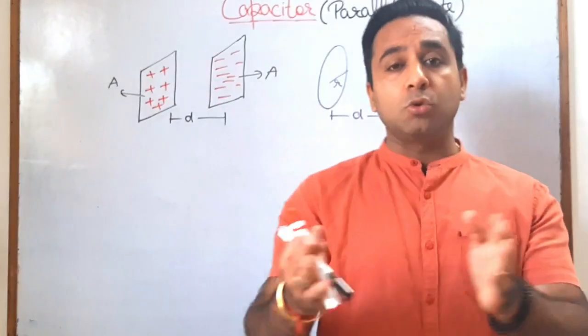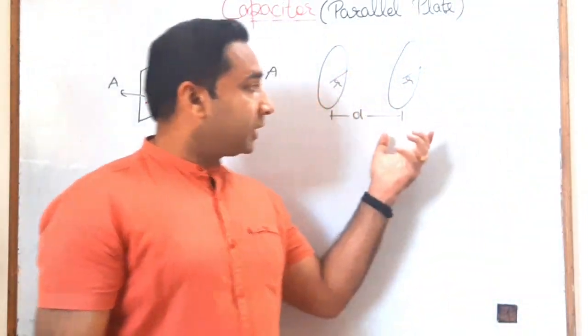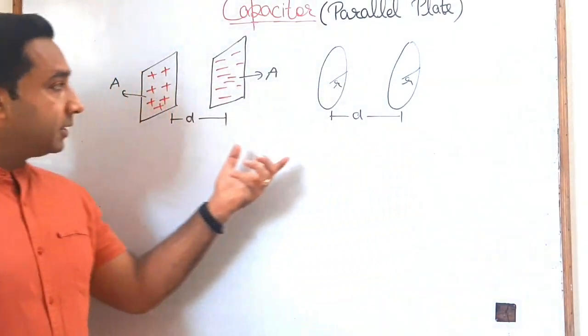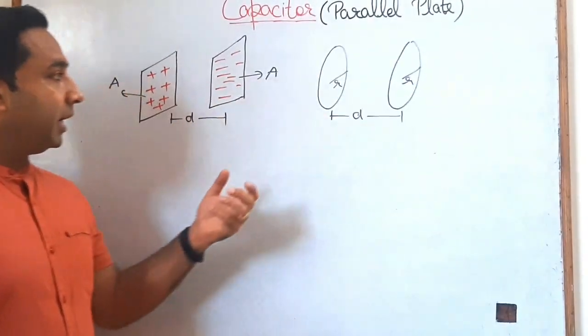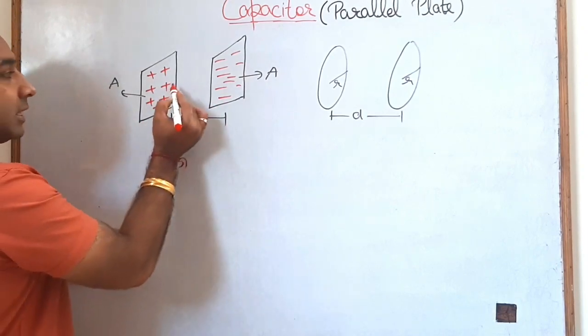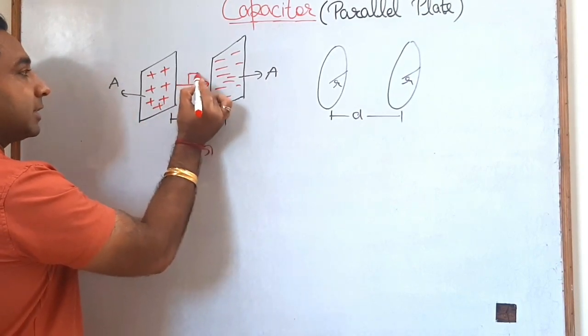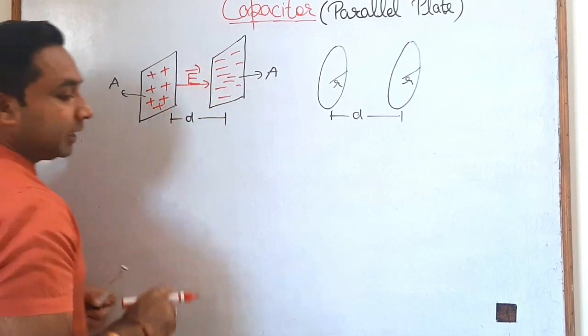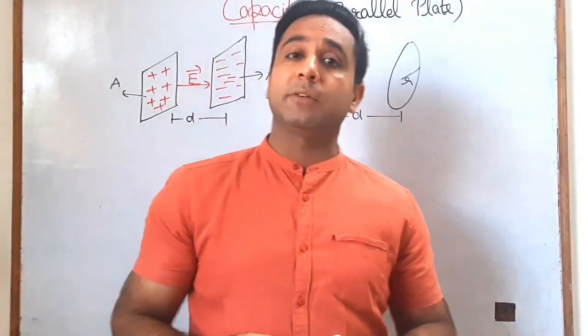Once again, is having the two plates या two surfaces separated by the certain distance. Both are having the same area. And due to this positive and this negative, can we say that an electric field is set up, जिसकी direction सबको पता है बेटा? The direction is from positive to negative.